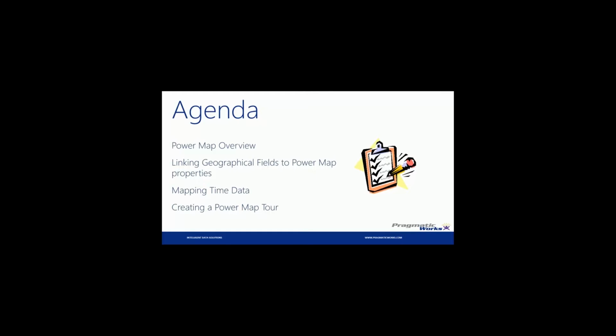So what we're going to talk about today is an overview of Power Map. Why would you use the tool, first of all? What benefits am I going to get from using the tool? Then we'll actually go through the development of creating a reporting solution with Power Map. So we'll talk about linking geographical fields to Power Map. Power Map is all about maps, right? It's all about geographical data. So we're going to go through the steps of taking geographical data that you have and mapping it to that three-dimensional map. Then we're going to look at actually bringing in time data.